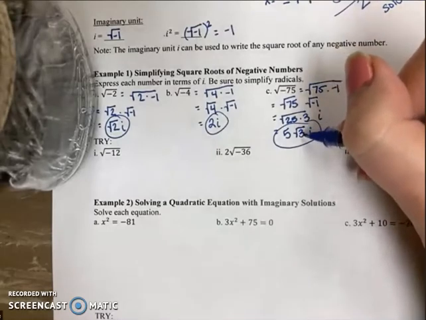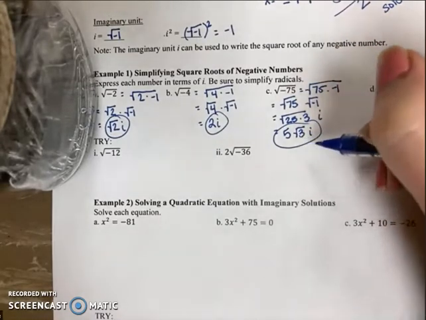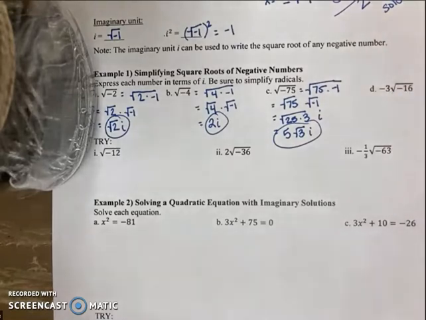Square root of 3 is simplified because the factors of 3 are 1 and 3, and none of those are perfect squares other than 1.